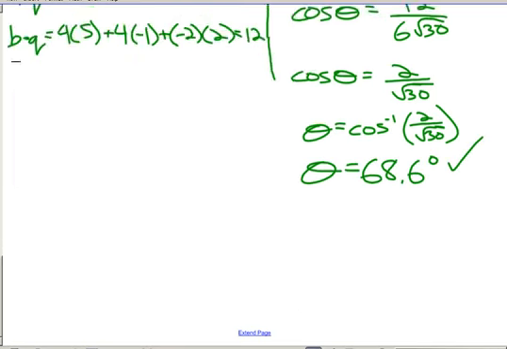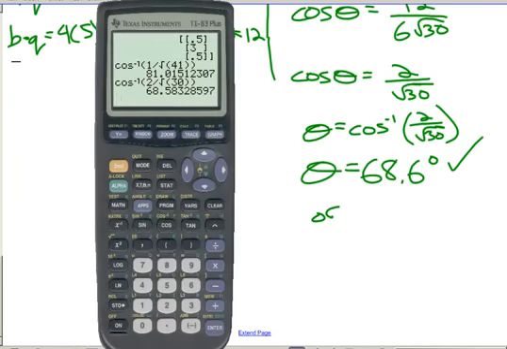Or, if we had done this in radians, this would just be times pi divided by 180, 1.20 radians.